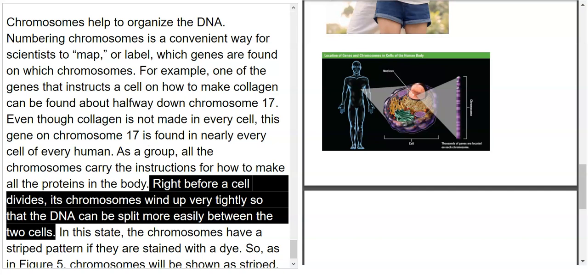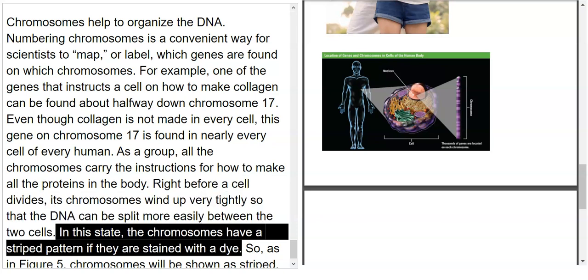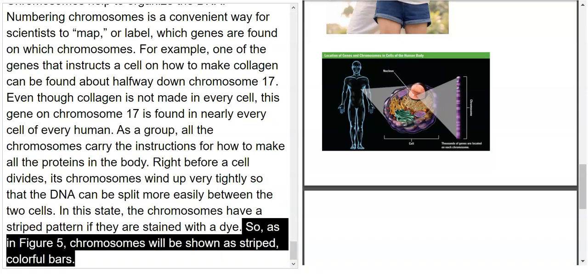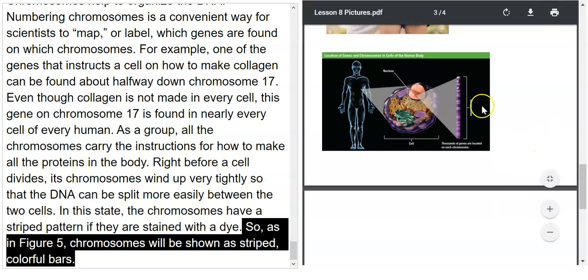Right before a cell divides, its chromosomes wind up very tightly so that the DNA can be split more easily between the two cells. In this state, the chromosomes have a stripe pattern if they are stained with a dye. So as in figure 5, chromosomes will be shown as striped, colorful bars.